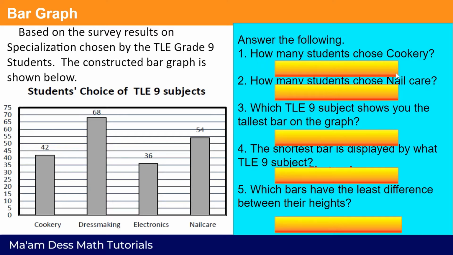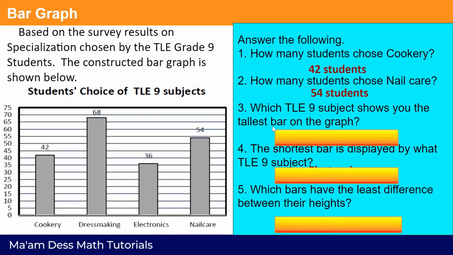Now, let us answer the following questions. Number 1, how many students choose cookery? Based on the bar graph, you can easily answer this question. In cookery, we have 42 students. Number 2, how many students choose nail care? Nail care, so look for the nail care. Here is nail care in the bar graph.